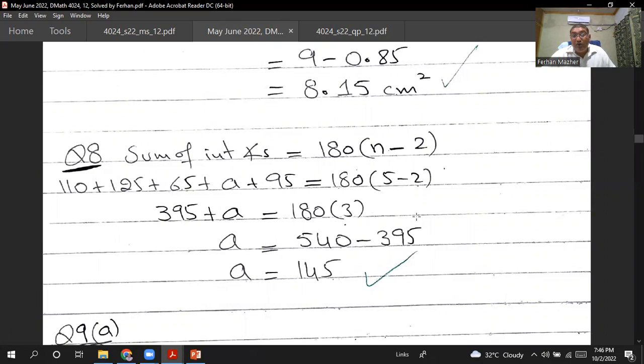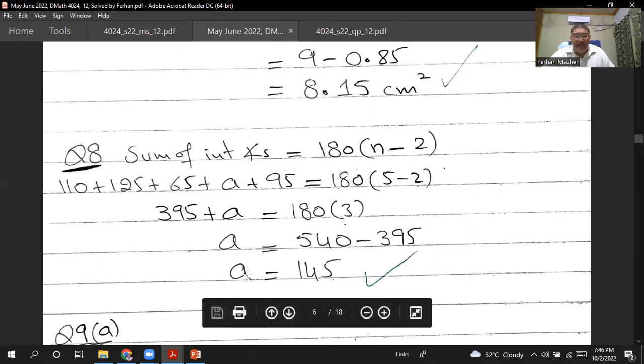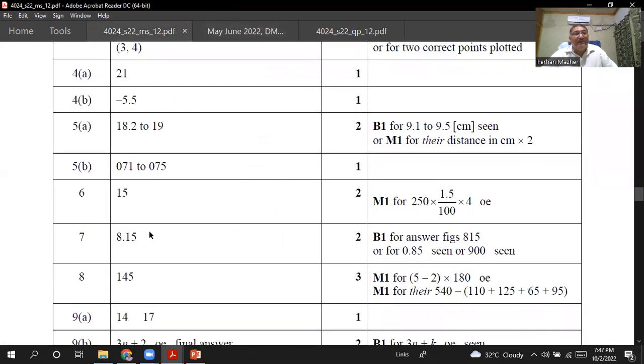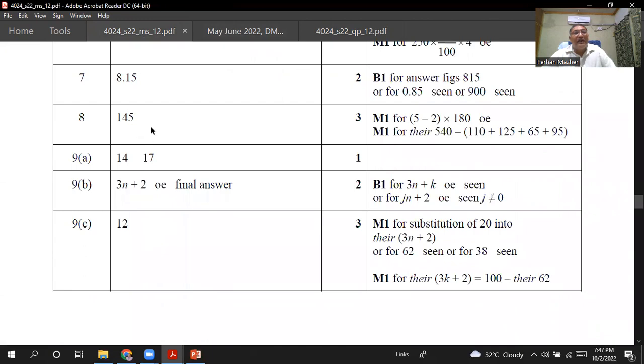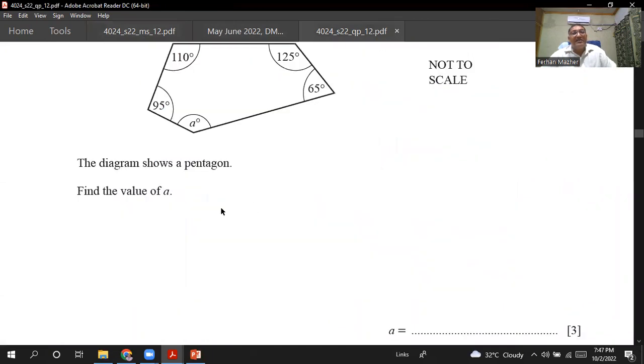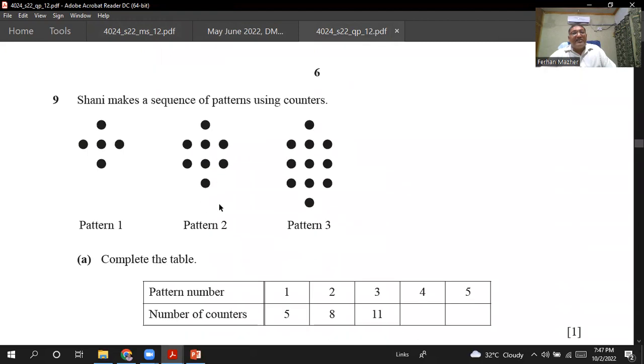This 395 will go on the other side, it will be subtracted there, so 540 minus 395. So the angle A will be 145. So the angle A is 145. So question number 8, 145 is the answer. Hopefully you understand this question.